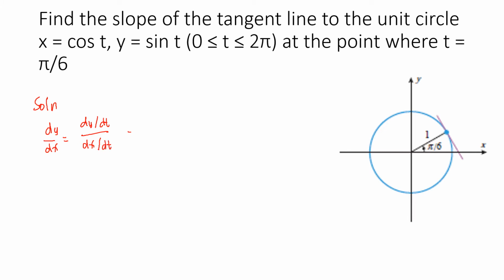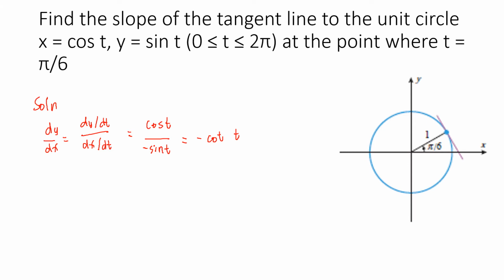So in this case, since we have x equals cosine t and y equals sine t, for dy over dt, we get the first derivative of our y, which is equal to cosine t. And the derivative of our x would be negative sine t, so this can be expressed as the identity of negative cotangent t.